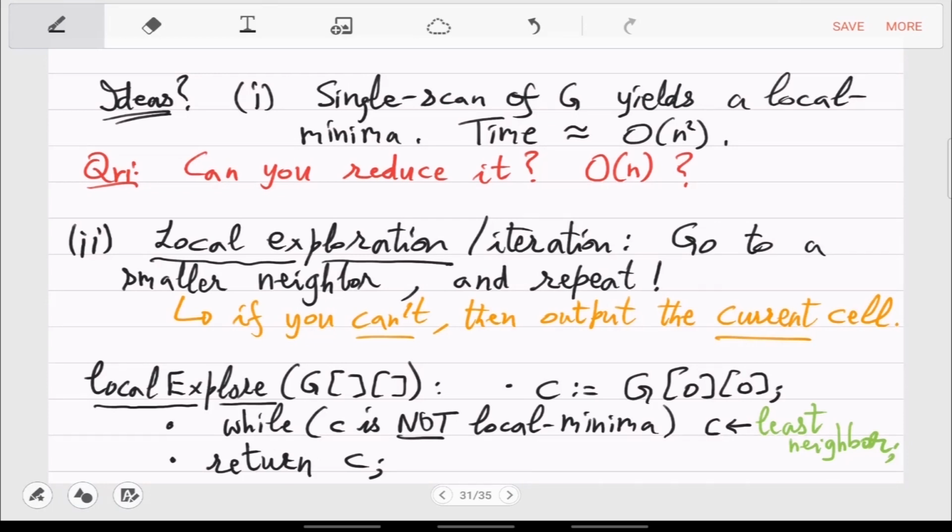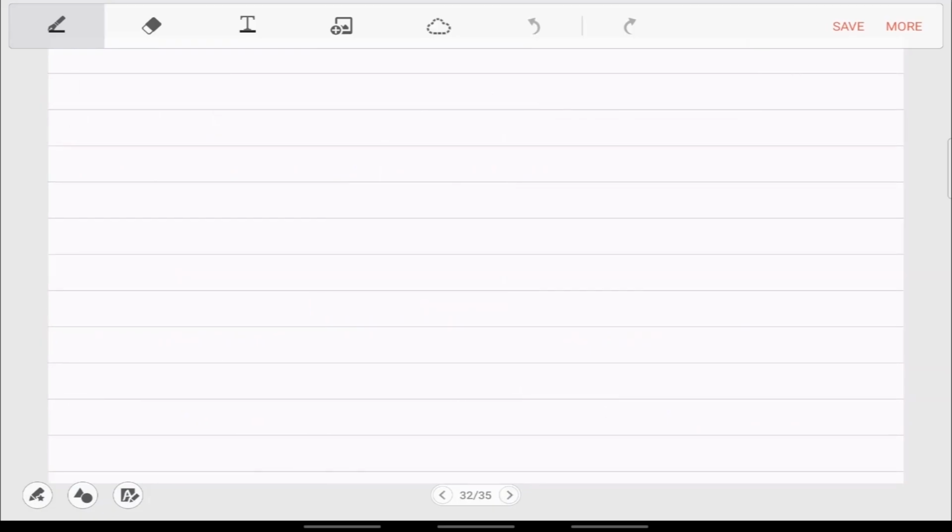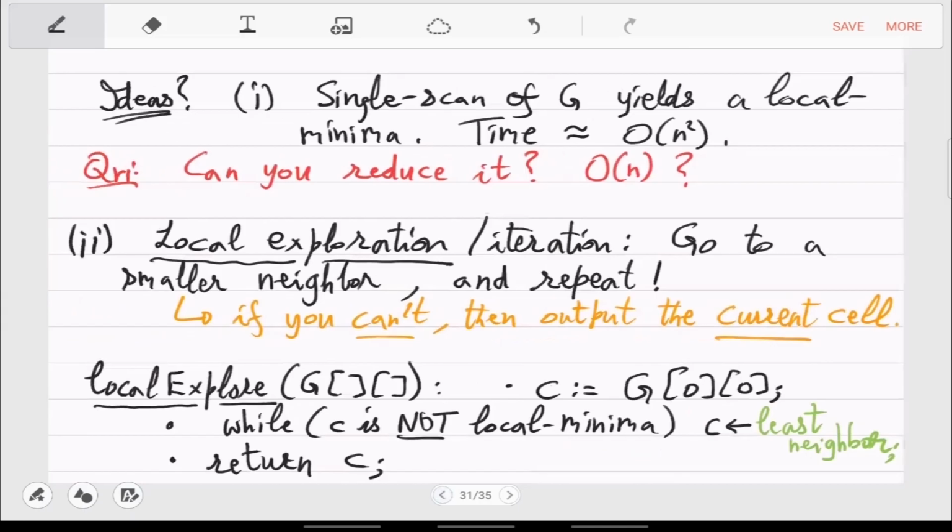What is the time complexity of this? Is this already a linear time algorithm? Can you show this? Sorry? So we can go for the worst condition, where the local minima is in the corner-most point, like the bottom right corner. So we are going from the top left to the bottom right. So what, n root 2? No, sorry, 2n.